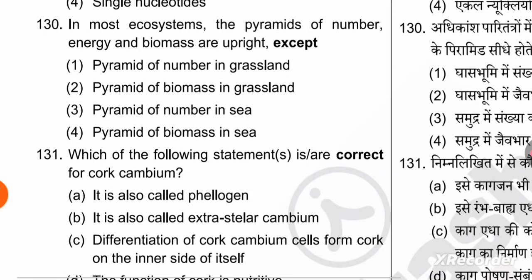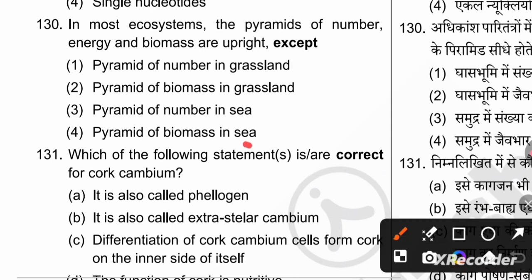130th question. In most ecosystems, the pyramid of number, energy, and biomass are upright, except the pyramid of biomass in C. In C, the biomass pyramid is not upright. Let us move to the next question.